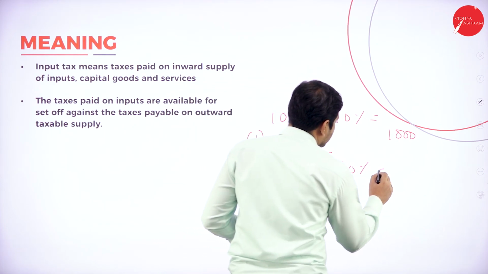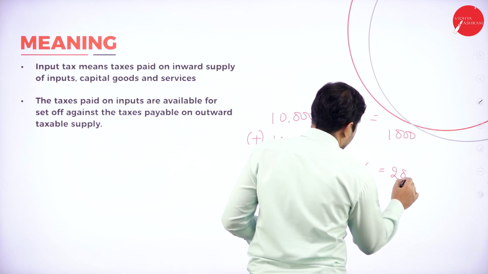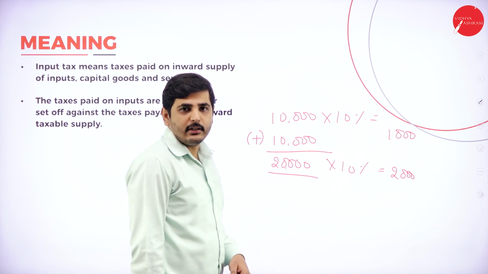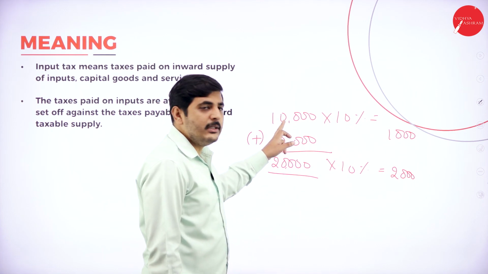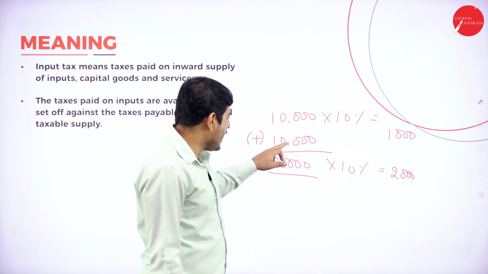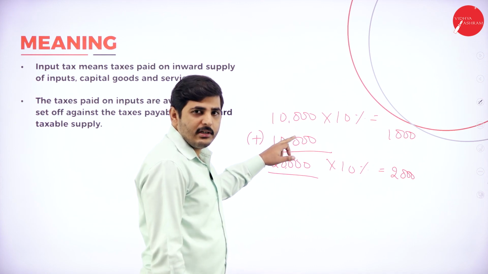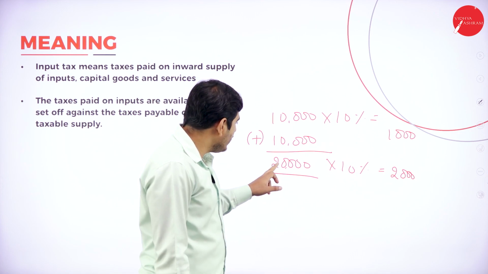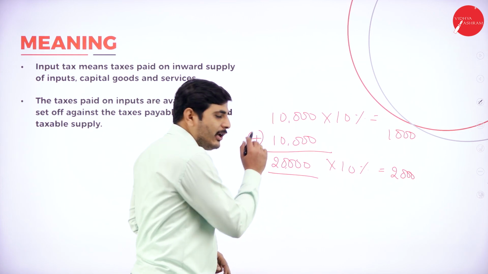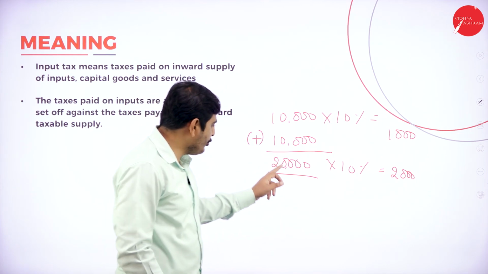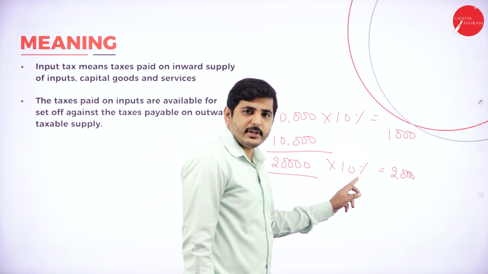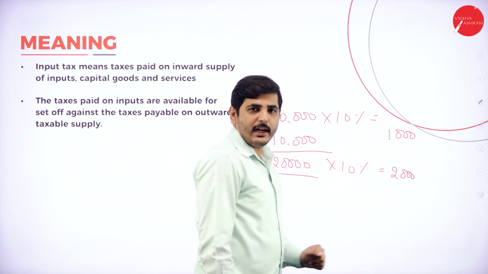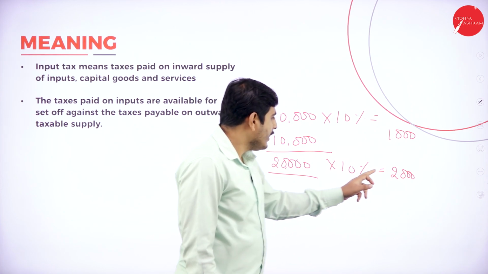I have to pay the tax of 10%. It means 20,000 into 10% equals 2,000. Are you understanding? See, this is input. On input, we added value to the extent of 10,000. Total value of the product is 20,000, so the output value is 20,000. Again, on output, we have to pay the tax of 10% while selling the product. So now, if we calculate 10% tax, it is 2,000 rupees.